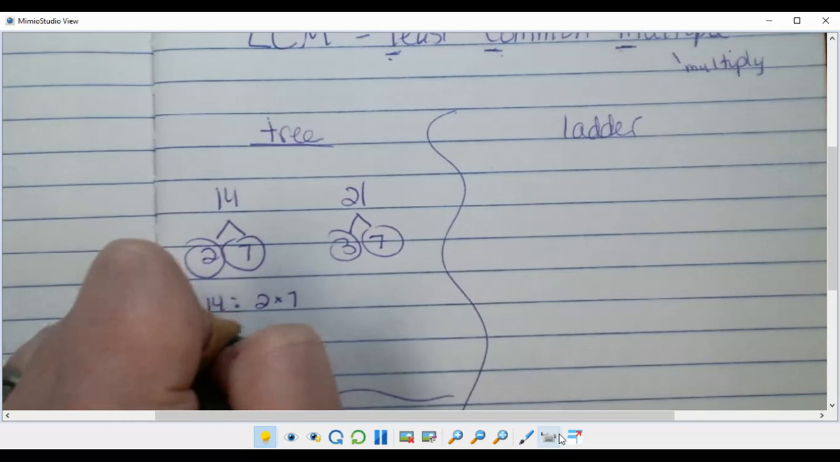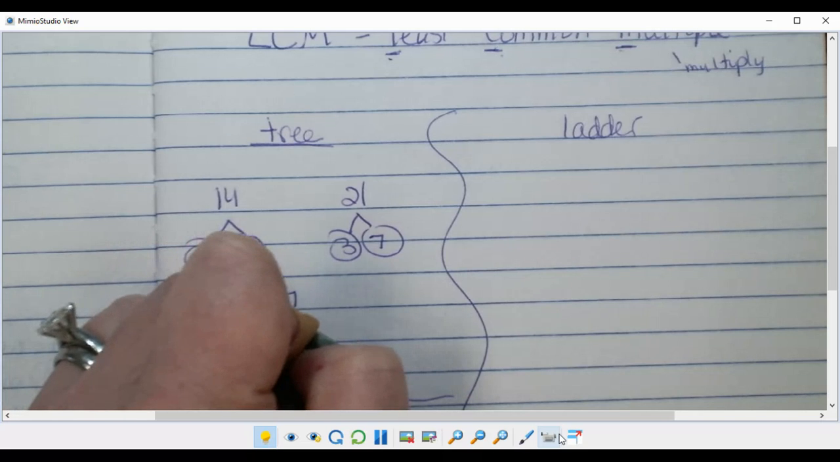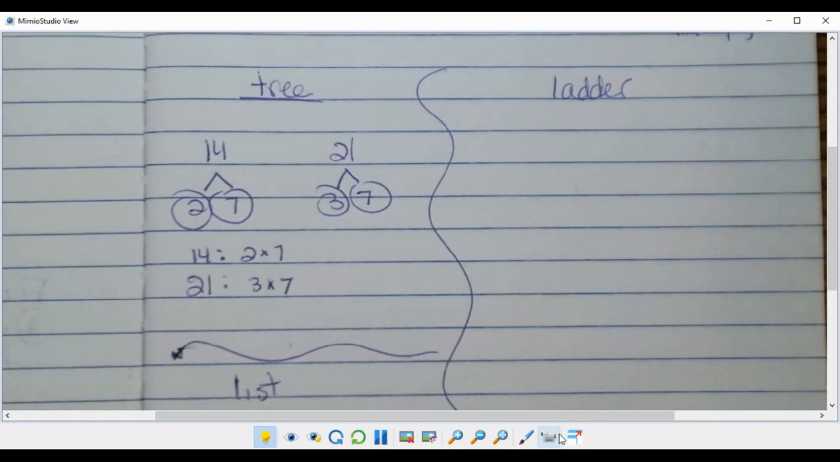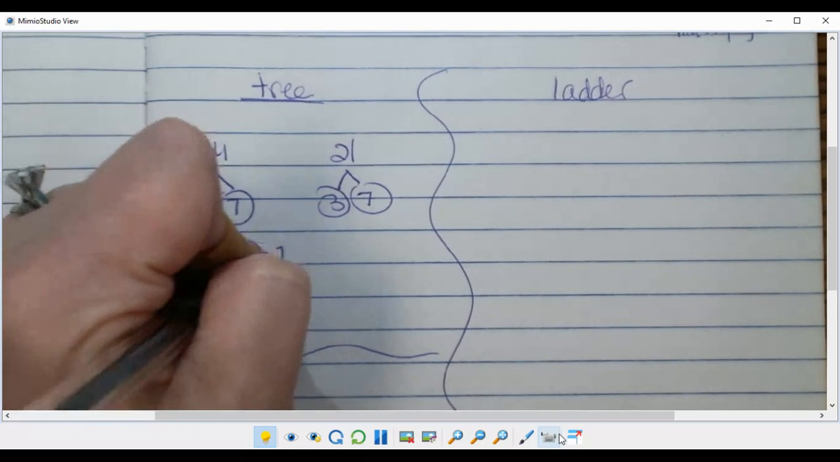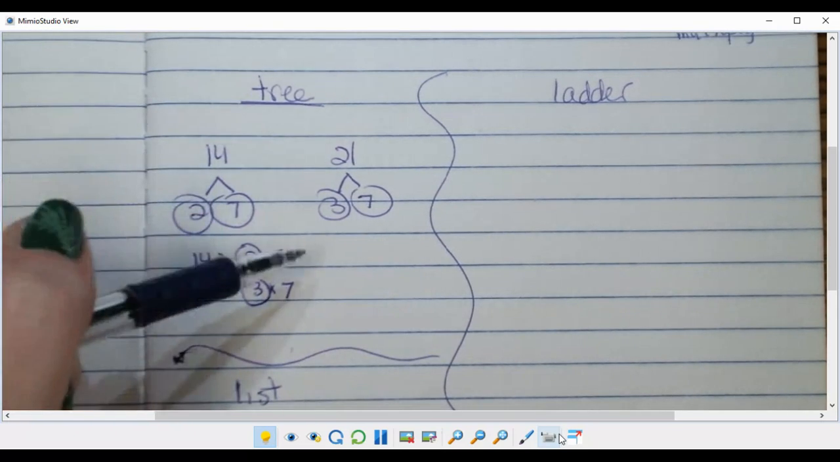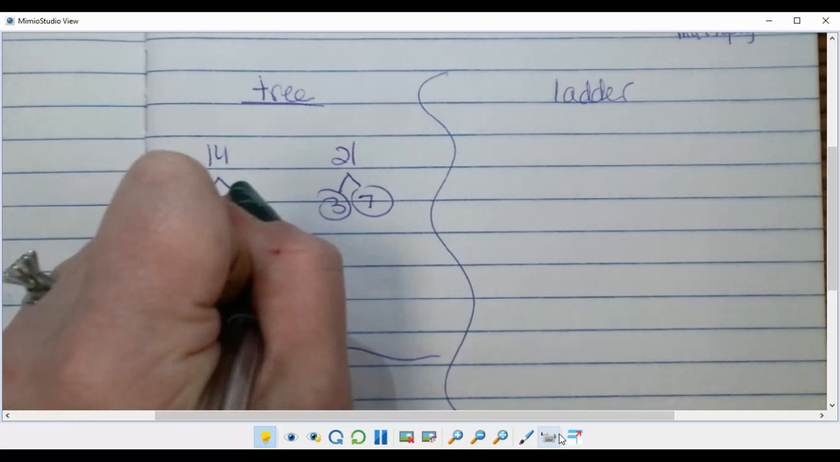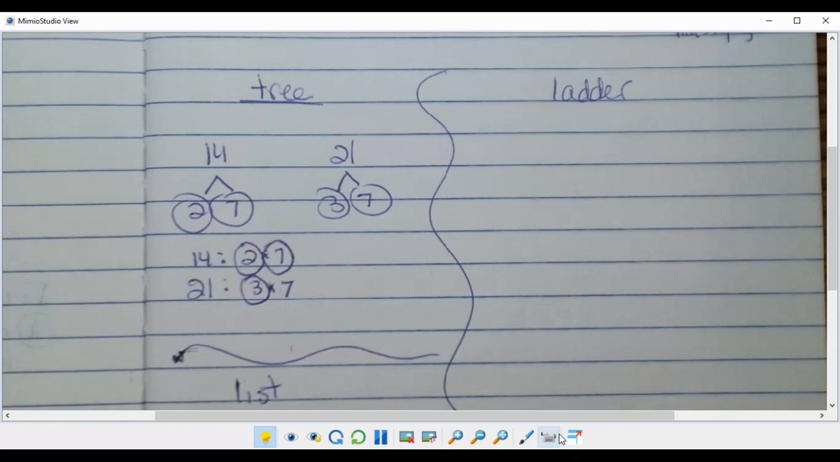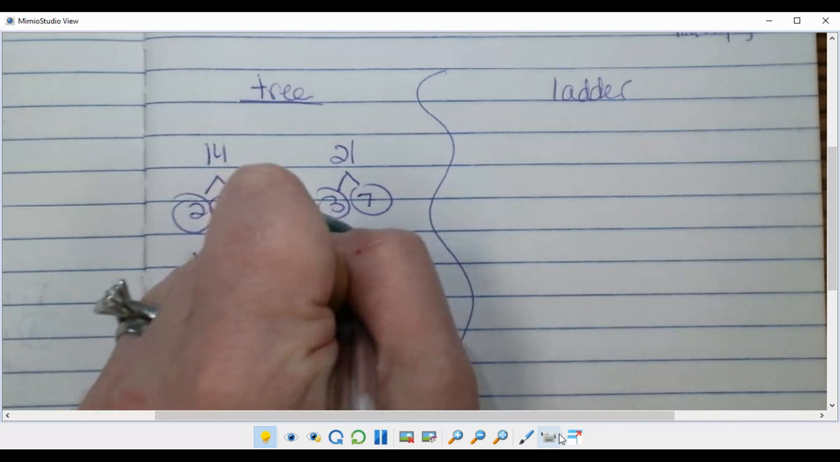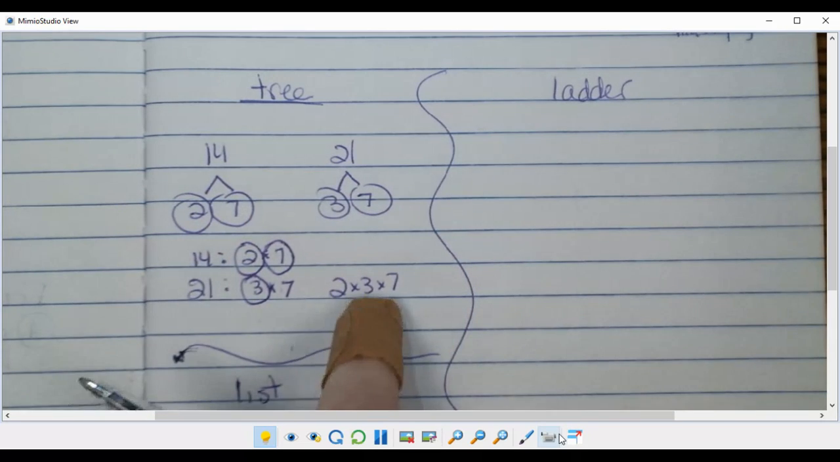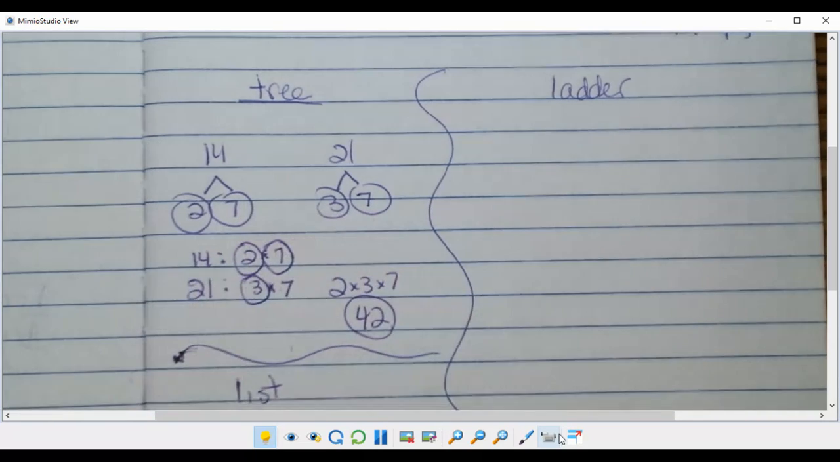And 21 is 3 times 7. Now this is where things get confusing. In the other method for GCF, you wanted the stuff that duplicated. But for LCM, you want to include everything but not the duplicates. So I need to include a 2, I need to include a 3. Because these duplicate, I'm only going to include one of them. I don't really need to count something twice, that's just extra, we don't need that. So my LCM is going to be 2 times 3 times 7, or 6 times 7, which is 42. Same answer we got with the list.